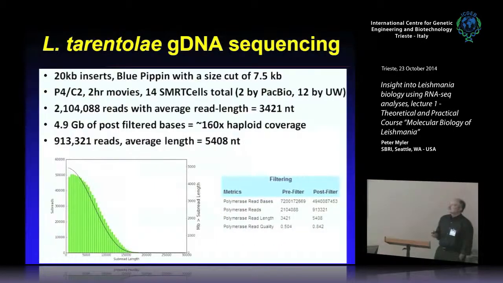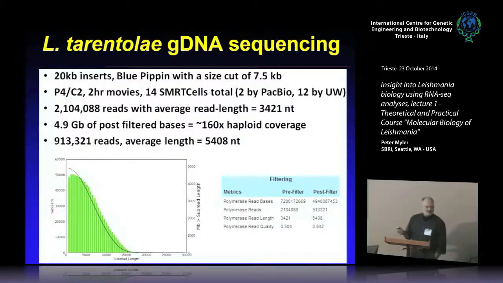All right, so this is what happened when we did L. tarentolae. We made a 20 kb insert library. So we had to cleave the DNA, and you make these special libraries that had an average size of 7.5 kb and contained some 20 kb inserts. We ran 14 SMRT cells. We collected 2 million reads with an average read length of 3.5 kb.